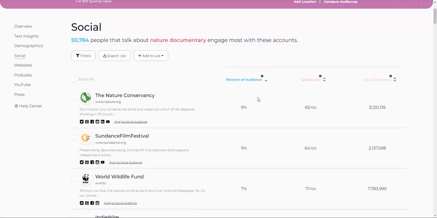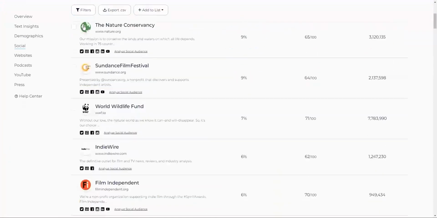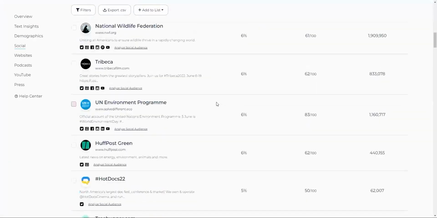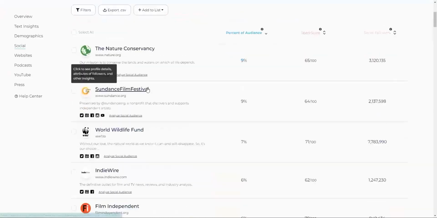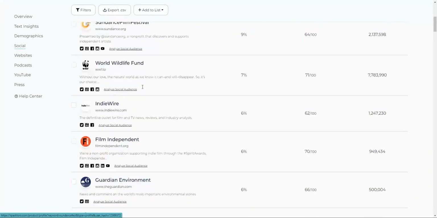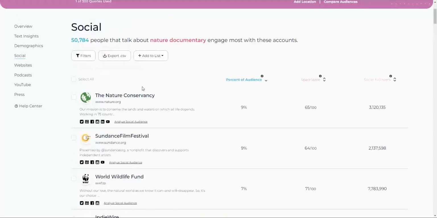It's very important to keep an eye on the percent of audience. I usually look for anything that's 5% and above. Eventually, you could target these lower accounts, but for now, if you have a limited budget, just focus on the bigger ones up here. This is giving us an idea of what 9% of those people are into.